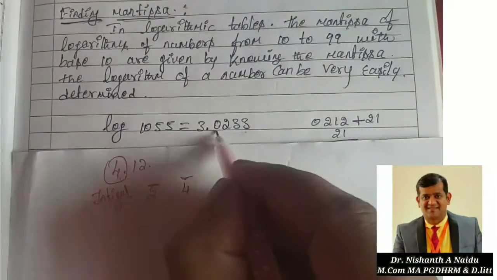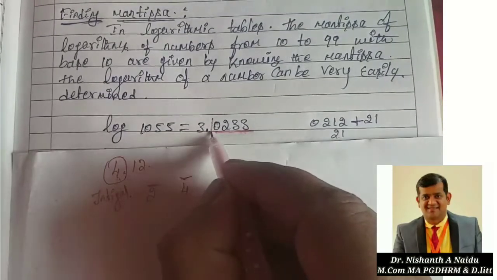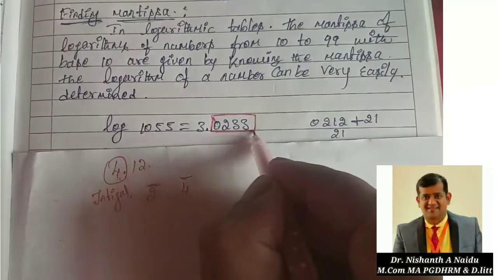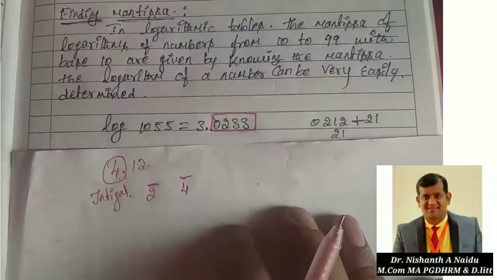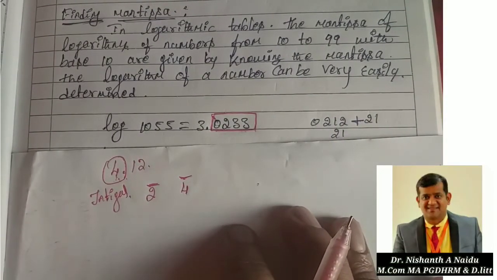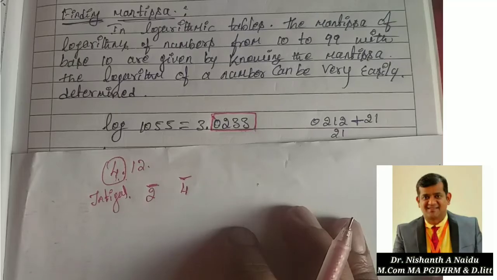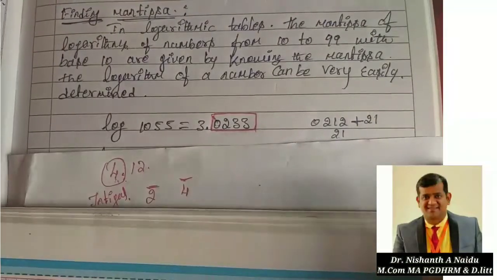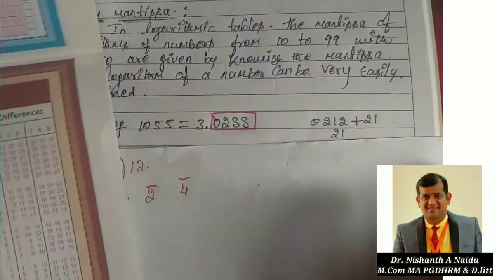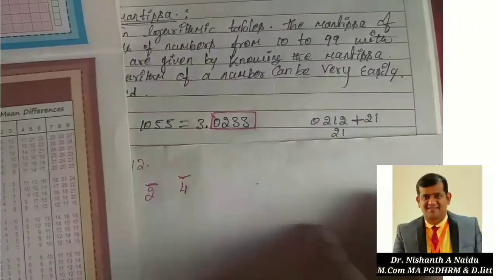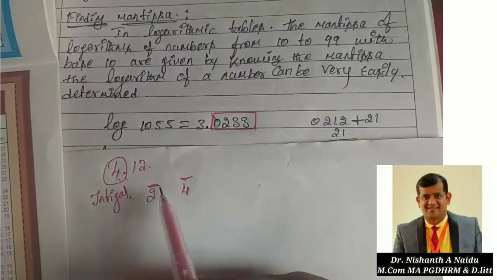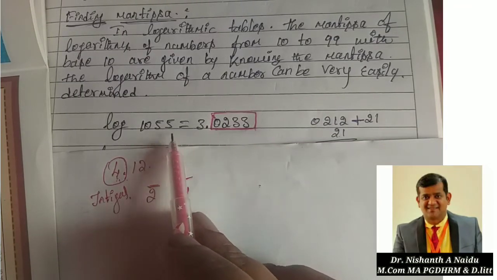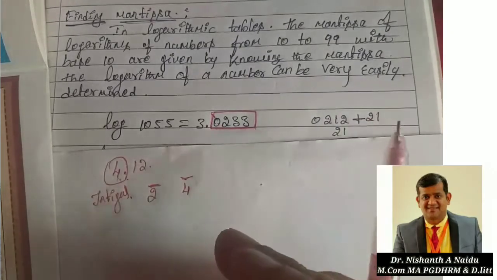Clear? To find the value of Mantissa, we need a log table. Without a log table, we cannot find the Mantissa. So let me explain how we could find the Mantissa value with the usage of the log table. See, this is your log table. For which number do we have to find the answer? 1055, correct? Remember this number, 1055.